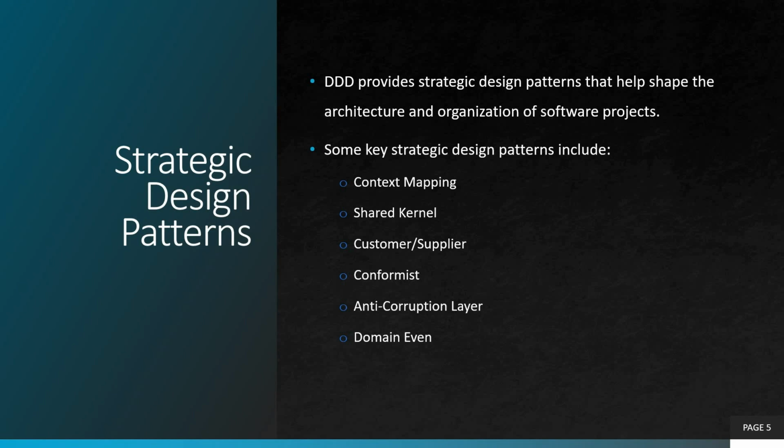Conformist. It is the scenario that involves the upstream and downstream teams, but in this model the upstream team has no motivation to meet the needs of the downstream team. Anti-corruption layer. It is the scenario where the client, downstream, creates an intermediate layer that communicates with the upstream context, to meet its own domain model.